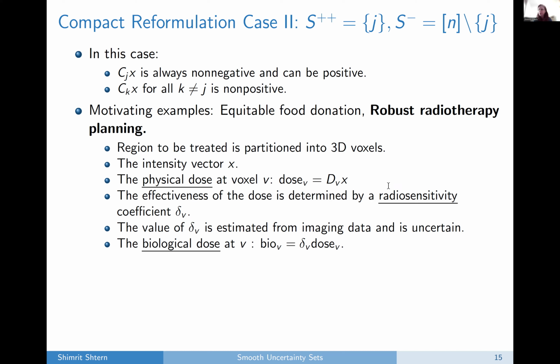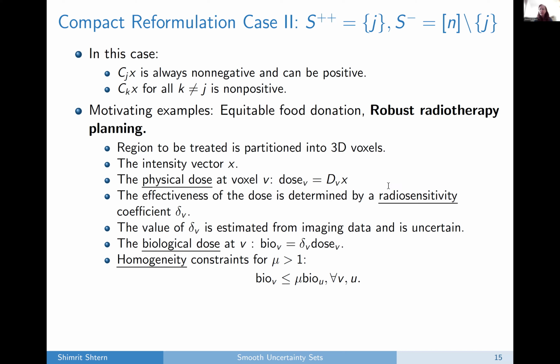But delta is very uncertain because we need to translate imaging data in order to derive it. And there is a constraint in this problem that says that the biological dose of two voxels cannot be too different from each other. And this is called a homogeneity constraint. Okay, this is how they measured it clinically.